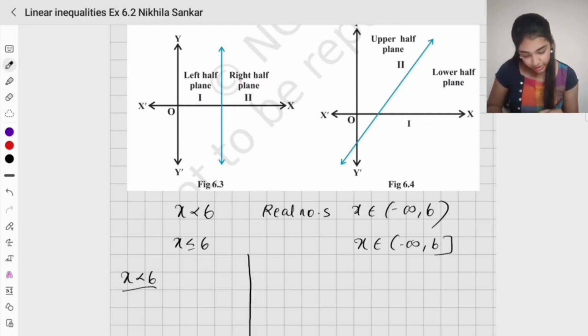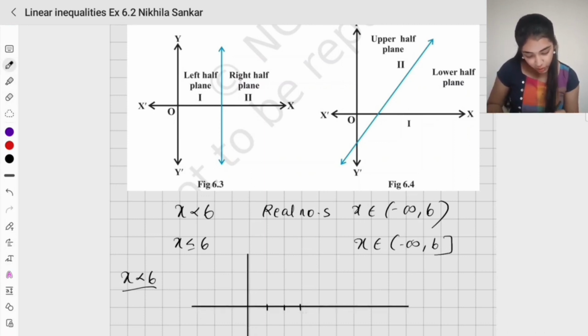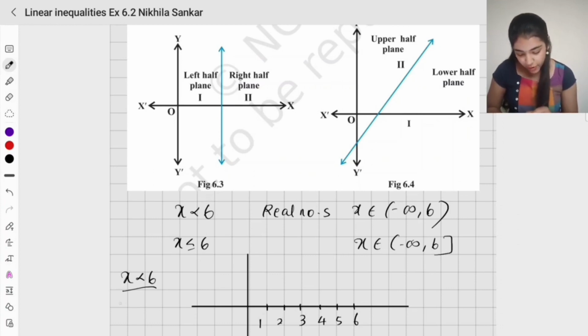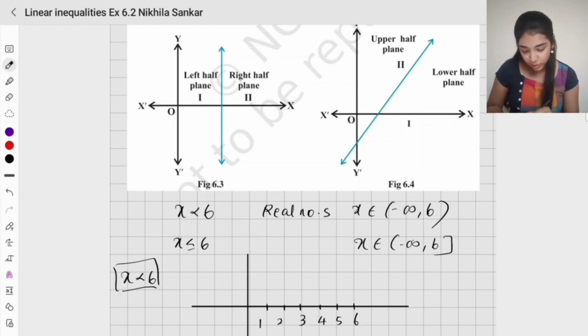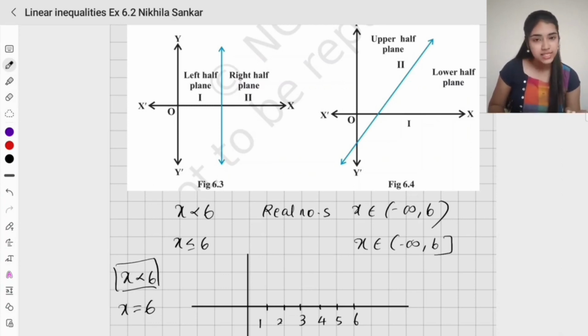So I have the x axis and the y-axis. Now this is 1, 2, 3, 4, 5 and 6. When it is like this, what is the first step? You have to write your inequation as an equation. Now we have x less than 6, so you have to take x is equal to 6. Where is x is equal to 6? x is equal to 6 is going to be this.